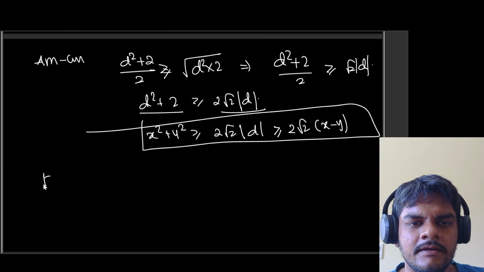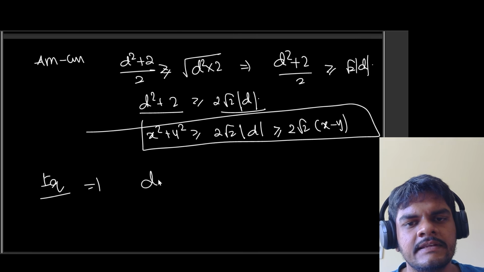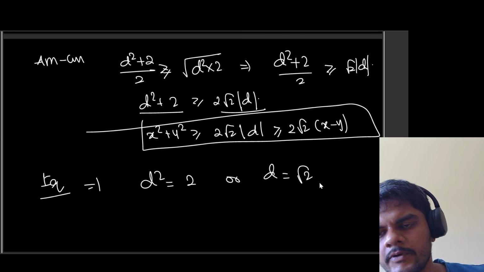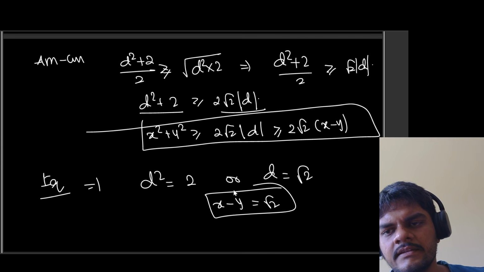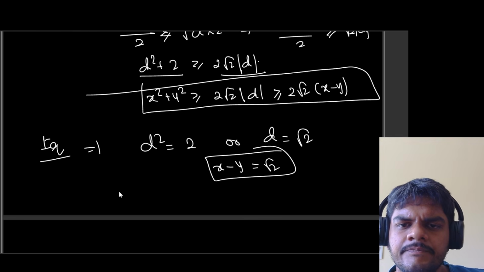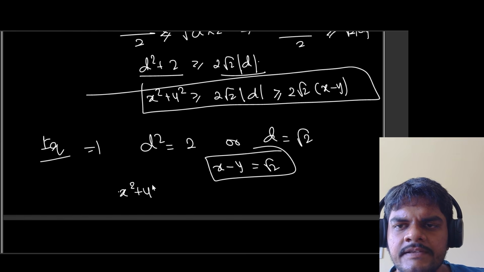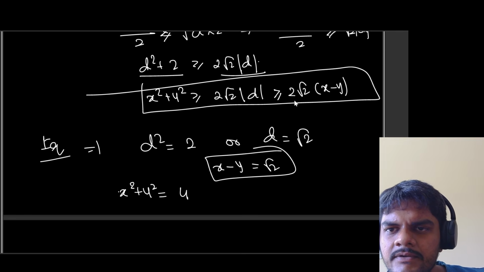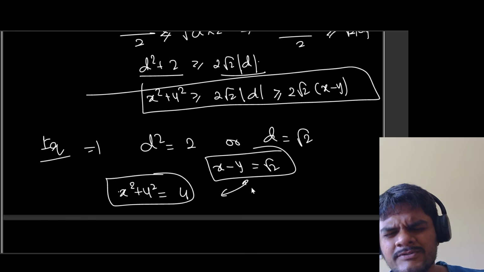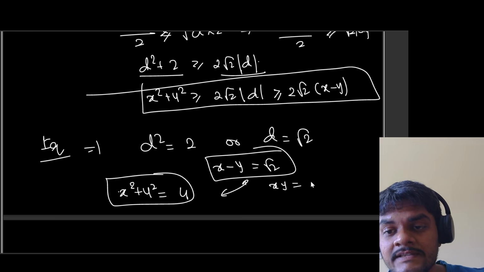So equality implies d square is equal to 2, or d is equal to root 2, positive value. So x minus y is equal to root 2. So only then the equality will happen. And what will be the equality? It will be that x square plus y square is equal to 4, right? 2 into root 2 into root 2. So x square plus y square is 4, x minus y is this. With this, can you solve for x and y? And xy is equal to 1.